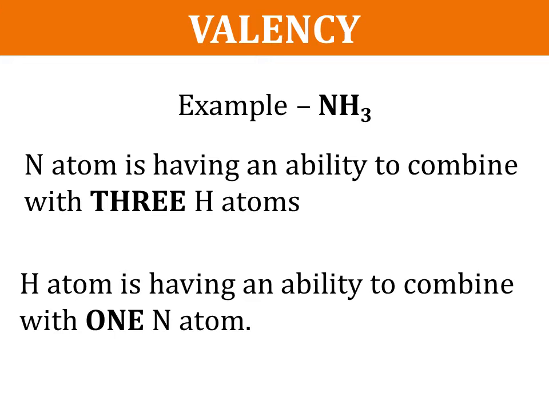So what does it conclude? The conclusion is the valency of nitrogen is 3. The valency of hydrogen is 1. As in the previous example with sodium chloride, the sodium combined with 1 chlorine atom, so the valency of sodium is 1. And from the perspective of chlorine, which combined with one sodium atom, the valency of chlorine is also 1.